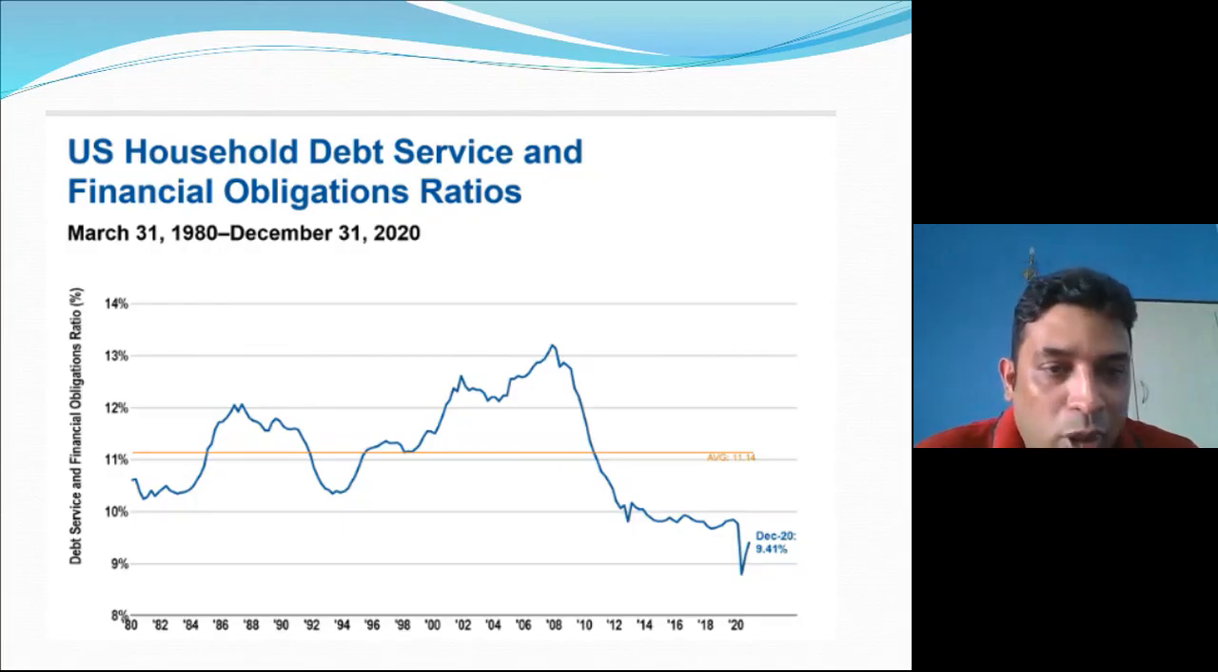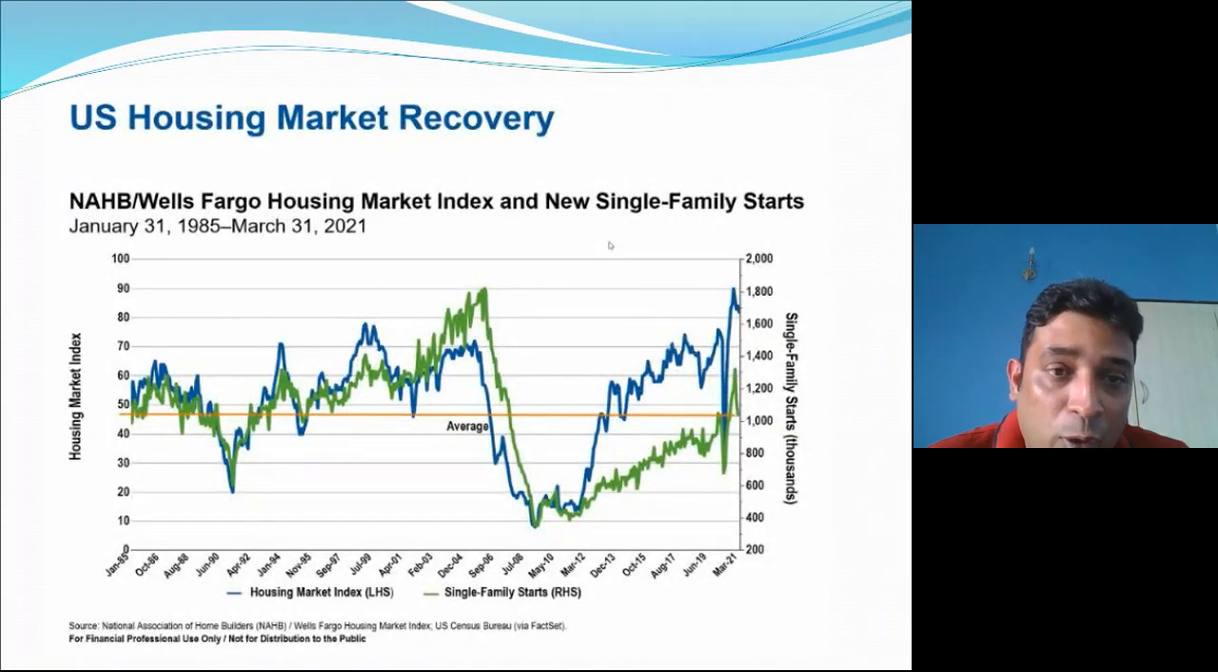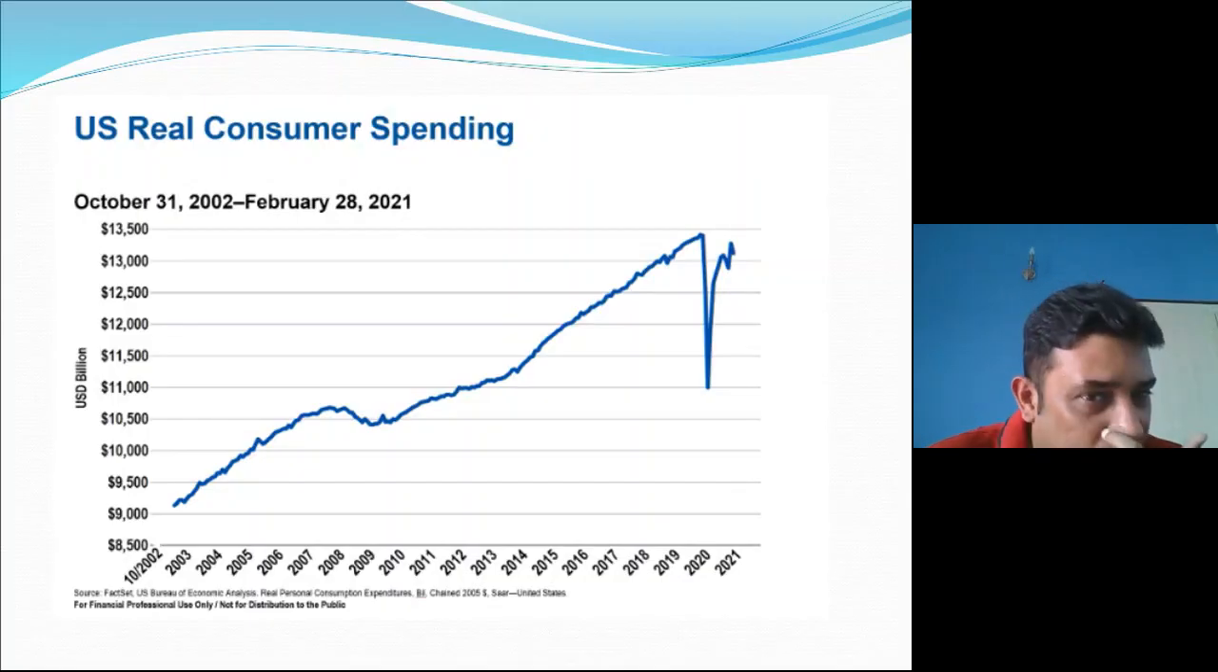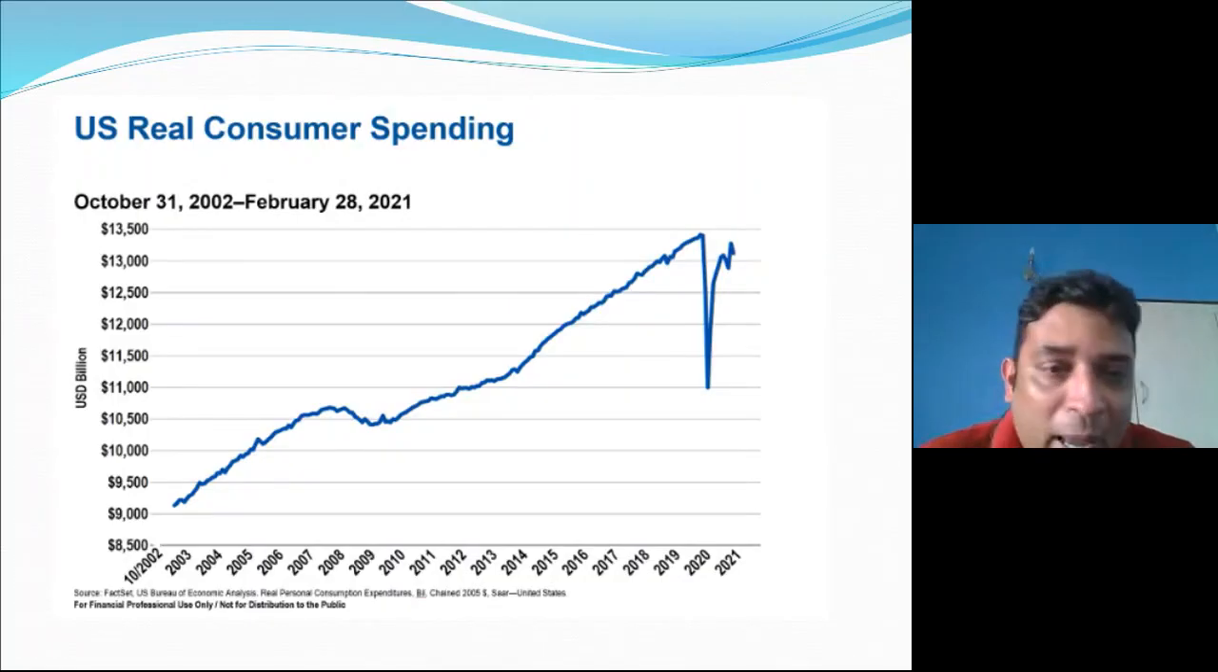When we talk about the US from 1980 to 2020, the US household debt service and financial obligation ratio is very low right now. The US housing market is on a recovery stretch, as the data suggests. And now US real consumer spending is increasing. Last year it dipped a little bit, but they are coming back to normalcy in the earlier phase.